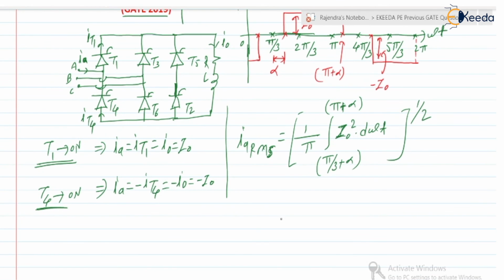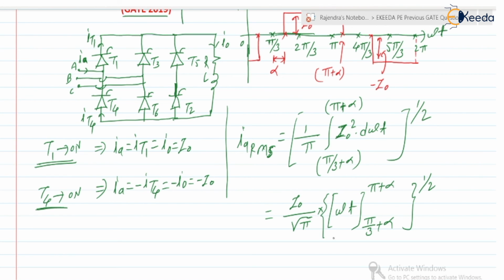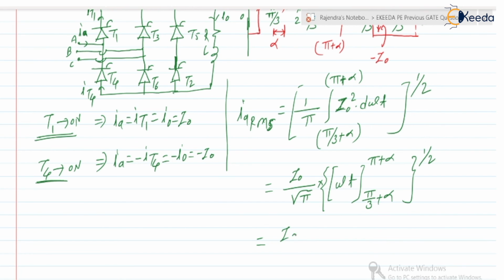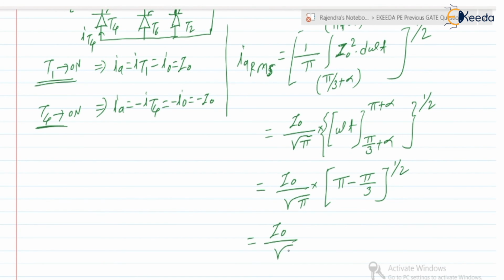So we can write this as I0/√π times ωt, with the limits π/3 + α to π + α, to the power 1/2. That is I0/√π times (π + α − π/3 − α), so it is π − π/3, because +α and −α get cancelled, to the power 1/2. So it is I0/√π times (3π − π)/3, that is 2π/3, to the power 1/2. This is the IA RMS.